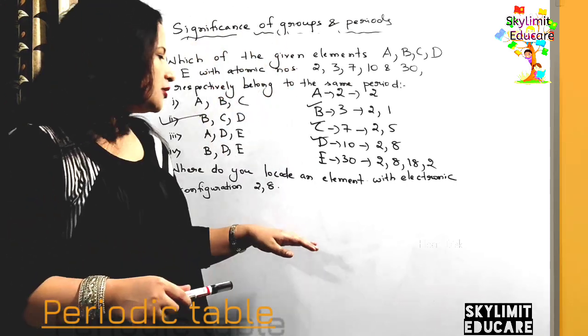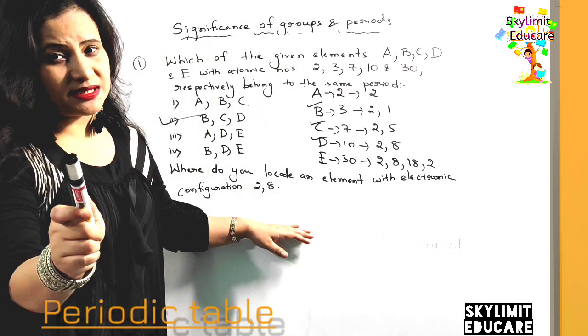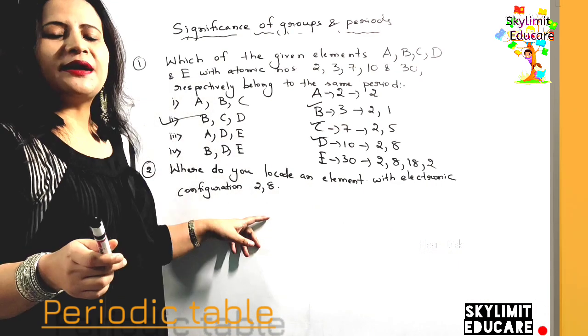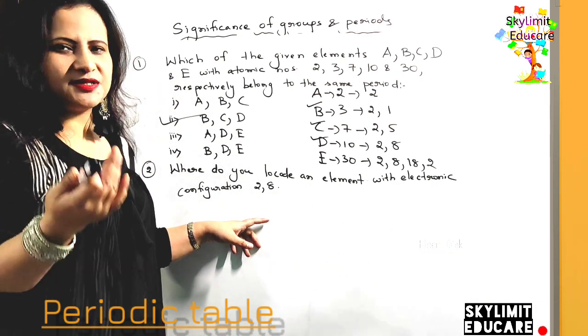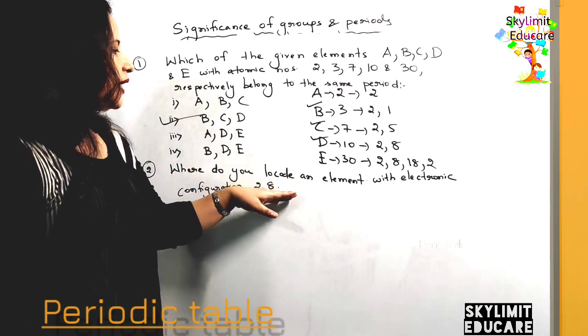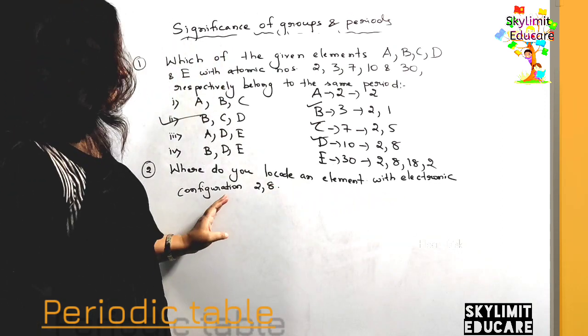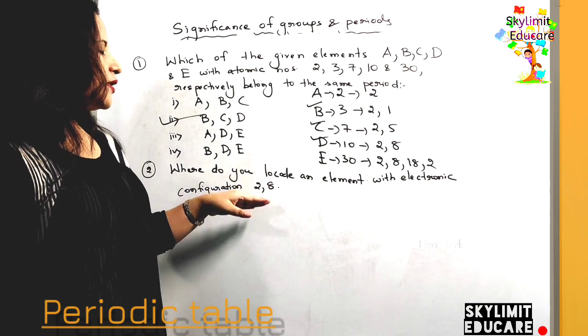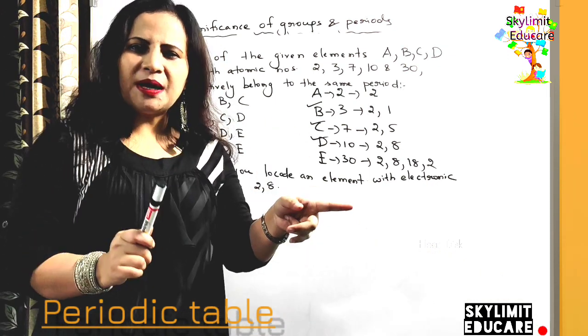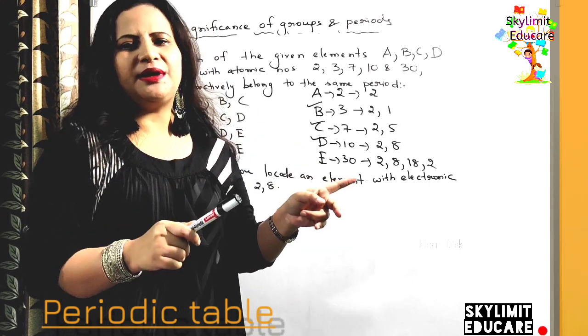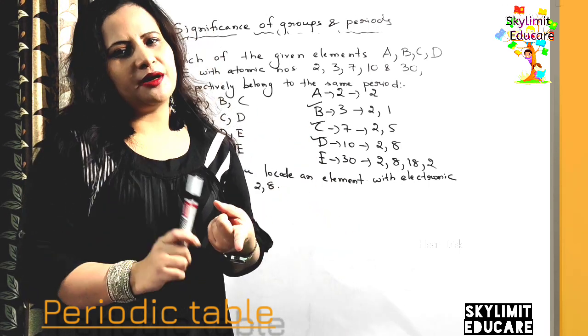And this last question you are going to solve and send the answers to me in the comment section. I want most of you to participate. Don't be dormant, please be active and participate. Where do you locate an element with electronic configuration 2, 8? That means the electronic configuration of the element is given to us. You have to write how to find the group number and the period, to which group it belongs and to which period it belongs.